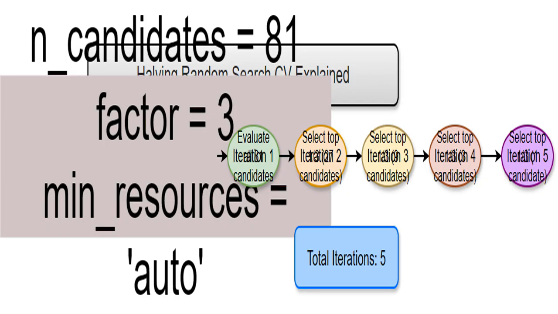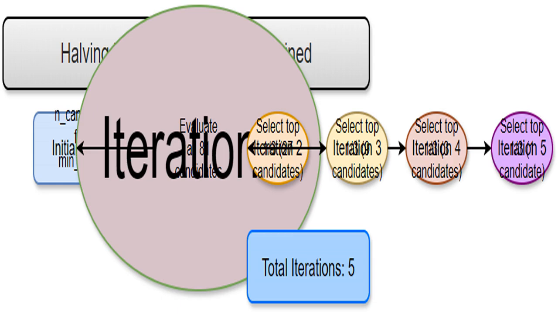I have 81 initial options. I'll reduce them by a factor of 3 at each step, and the minimum data needed per option will be determined automatically. I'll test all 81 options in the first round.